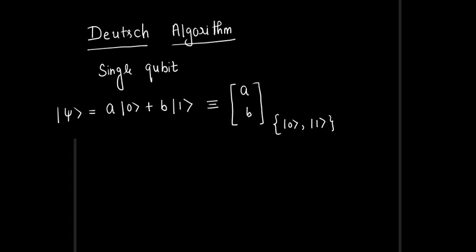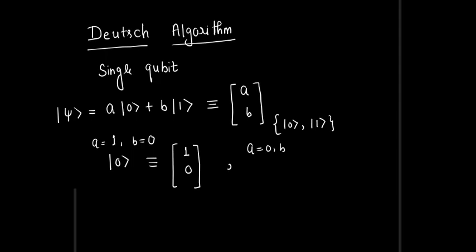So ket 0 is a special case of this, where A and B are the amplitudes. When A is 1 and B is 0, this becomes ket 0, and ket 0 can be represented like this in vector notation. Similarly, when A is 0 and B is 1, this is ket 1, which can be represented like this.